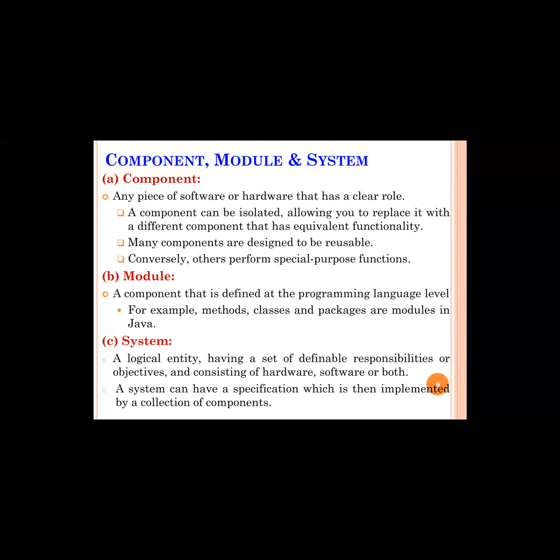And a module is a component that is defined at the programming language level. For example, methods, classes, and packages are modules in Java. So we know very well modules means different components or libraries. The same way in the application project also, we will have a number of modules. Each module will perform a predefined task. And a system is a logical entity having a set of defined responsibilities or objectives and consisting of hardware, software, or both.